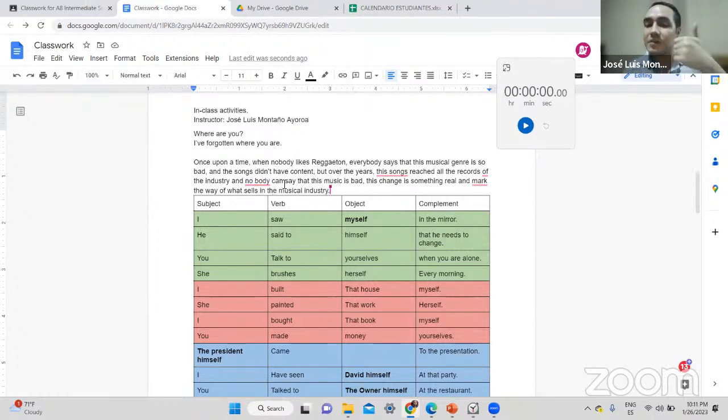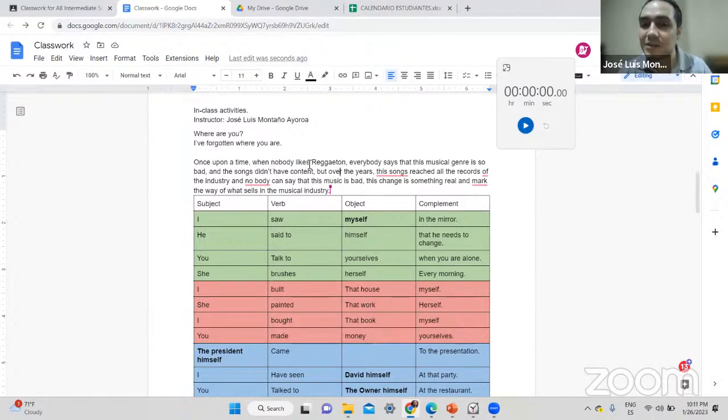So you have once upon a time when nobody likes reggaeton, and actually here I have only one observation. When you say once upon a time, usually is when you're going to say everything in past and that happened, right? But you say when nobody likes reggaeton, so perhaps you can use, and we can make that change, everything in past if you're going to use this one. All right, so you can say once upon a time when nobody liked reggaeton, everybody said that this musical genre was so bad and the songs didn't have content, right?